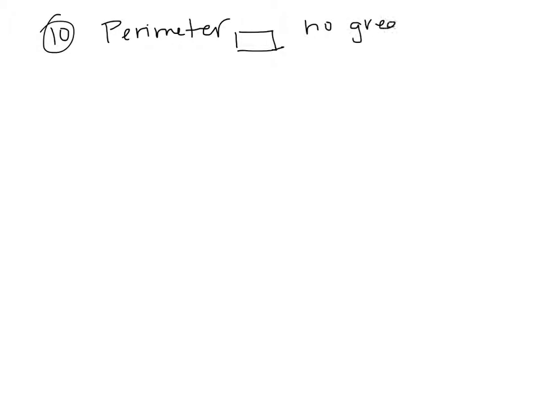All right, number 10. We have Ryan, who wants to build a ferret cage with a rectangular base. The perimeter of the rectangle can be no greater than 20 feet.